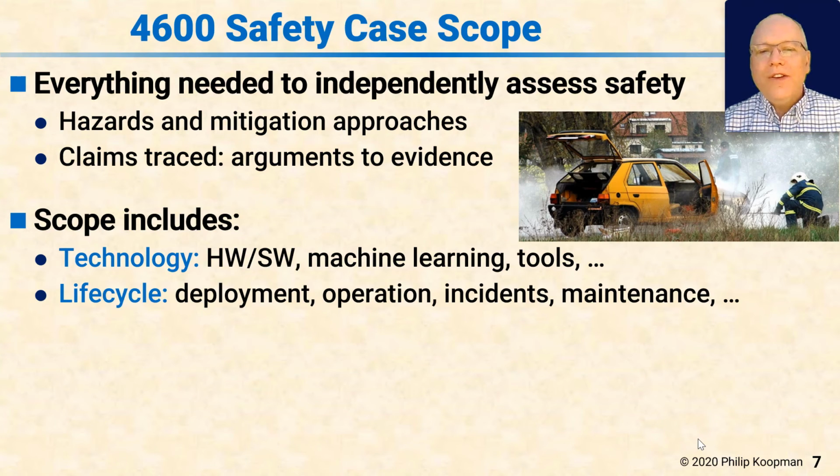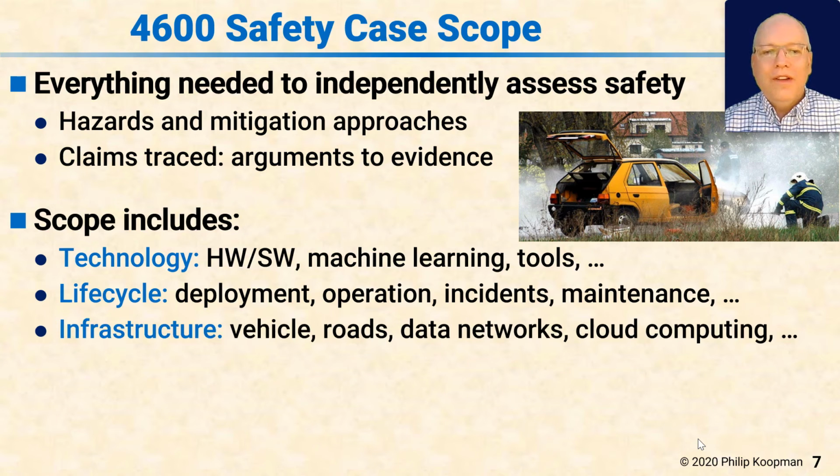It includes lifecycle. It's not just deployment, it's also operation, it's incidents, it's maintenance, all the things in the lifecycle. If you have a vehicle fire, what happens? Does it know how to safe itself so that it doesn't endanger the firefighters through unexpected motion? Just as an example. The infrastructure, the vehicle, the roads, the data networks, the cloud computing.